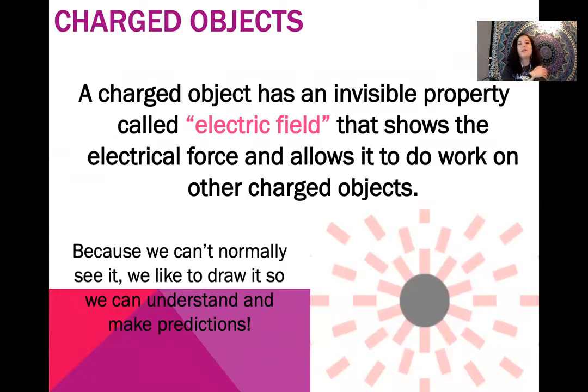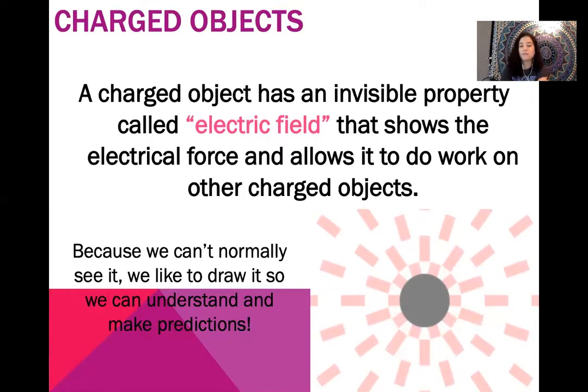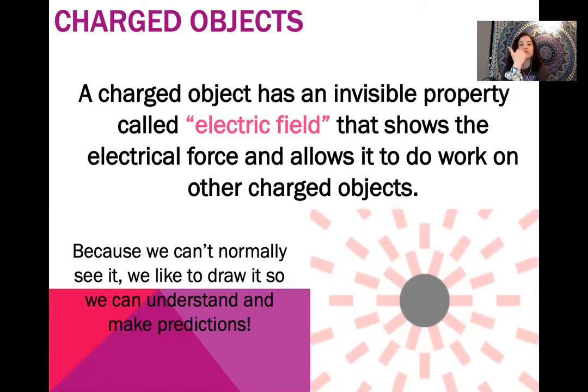So, charged objects have invisible properties that we call an electric field. The electric field shows the electrical force that allows it to do work on other charged particles. So, like I said, we can't actually see it, so we like to draw it so we can understand what's going on and help make predictions. But the key about an electric field is that it shows electric force, and the electric field allows it to do work on other charged particles.